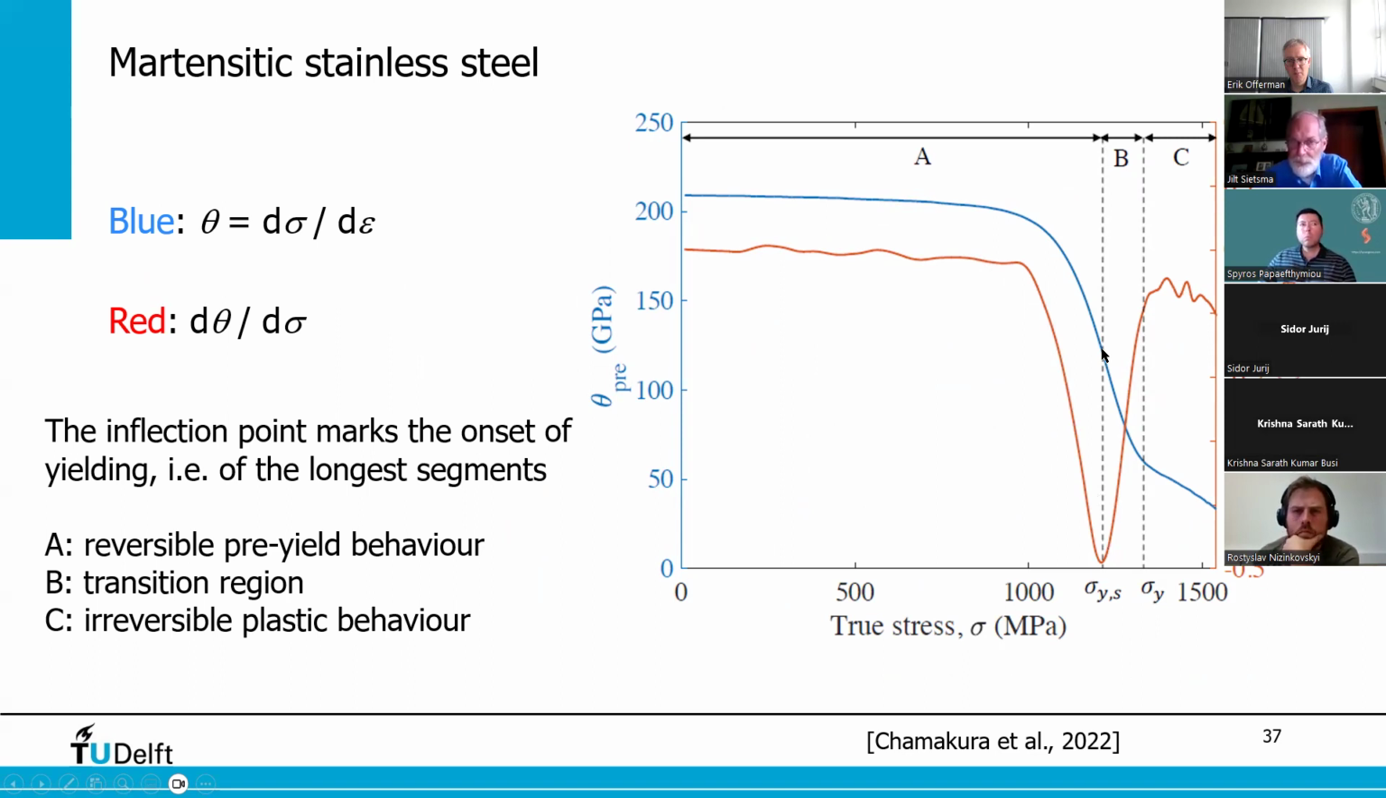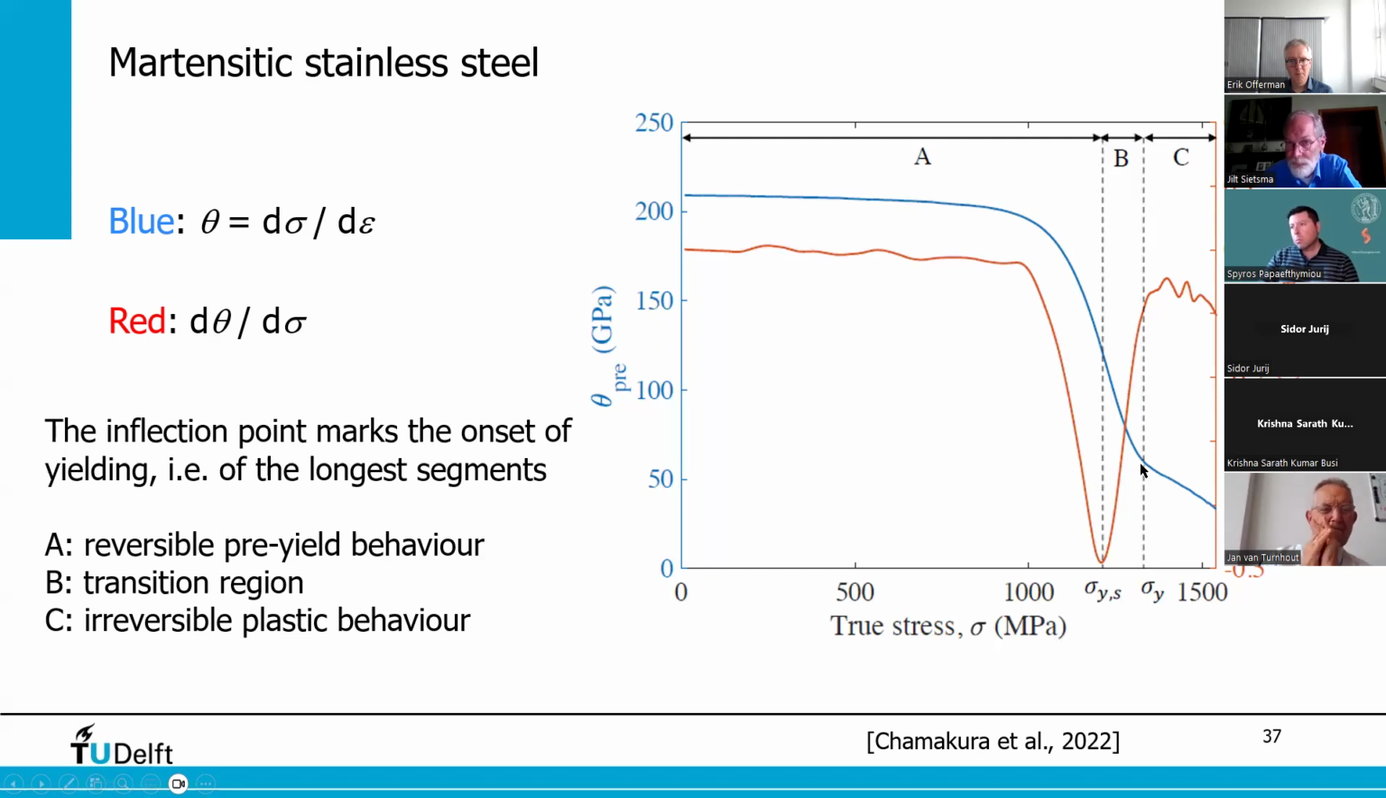And the theory of the equation that I showed for the pre-yield behavior, so the reversible dislocation behavior, does not have this inflection point. So what we say is the inflection point is the point at which the behavior of the material significantly starts to deviate from the pre-yield behavior, from the reversible dislocation behavior. So that's the point where yielding starts. And yielding starting means yielding of the longest segments, because they have the lowest resistance to yielding. And here at point C, more or less, it becomes constant. So that's where you enter into the real plastic behavior.